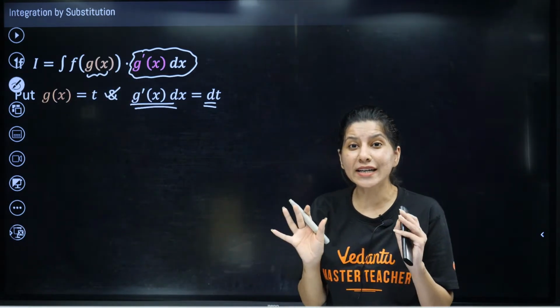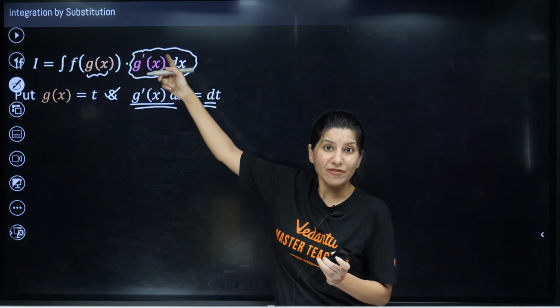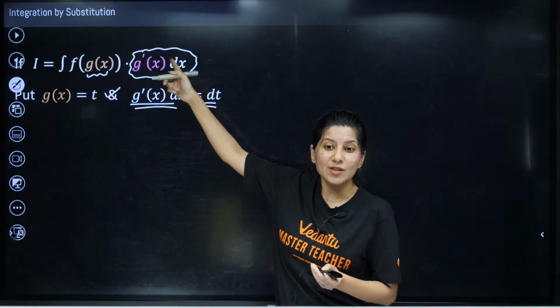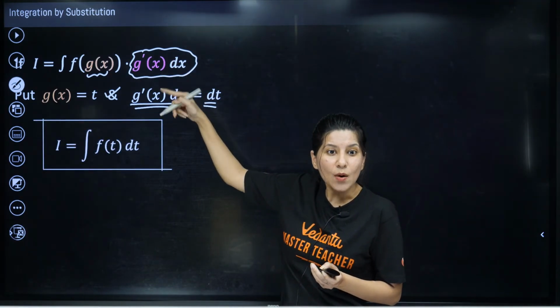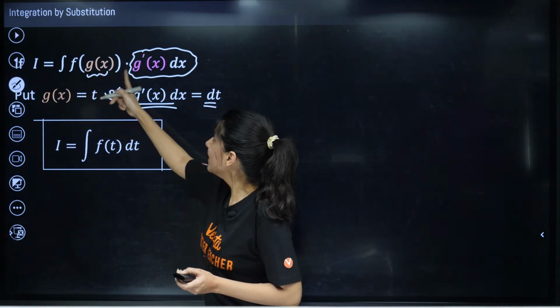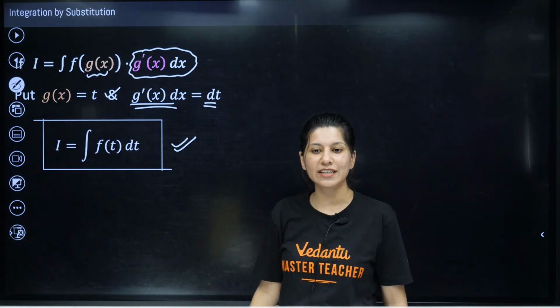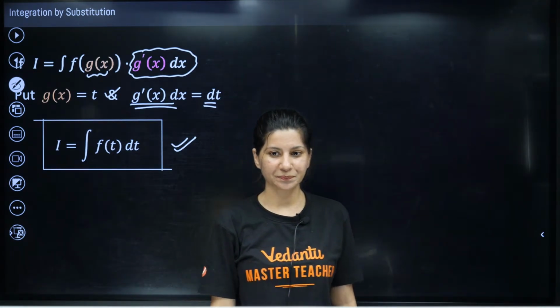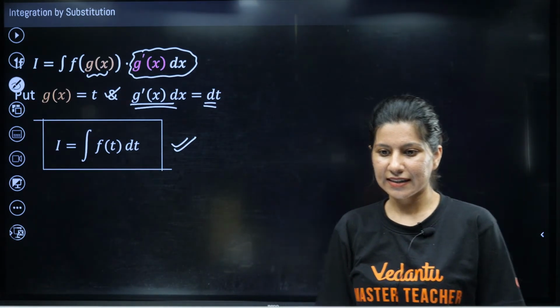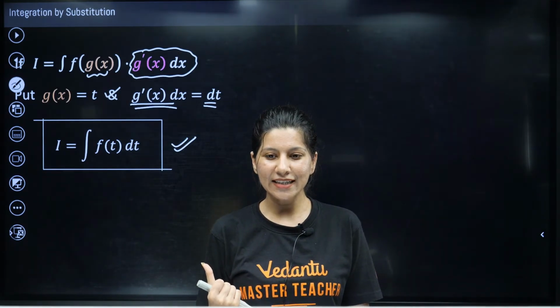So the overall integration, right now it is with respect to x, and now it has become with respect to t. So f of t dt. Can you see? So the integration of f of t will be the final answer. Yes. Clear? Chalo. So shall we do some problems based on integration by substitution?